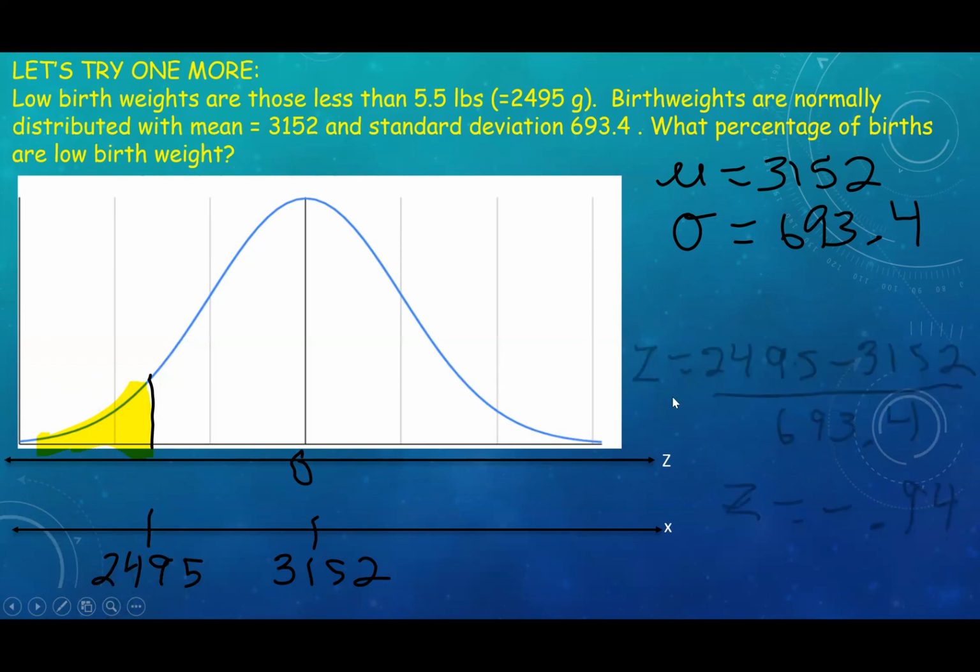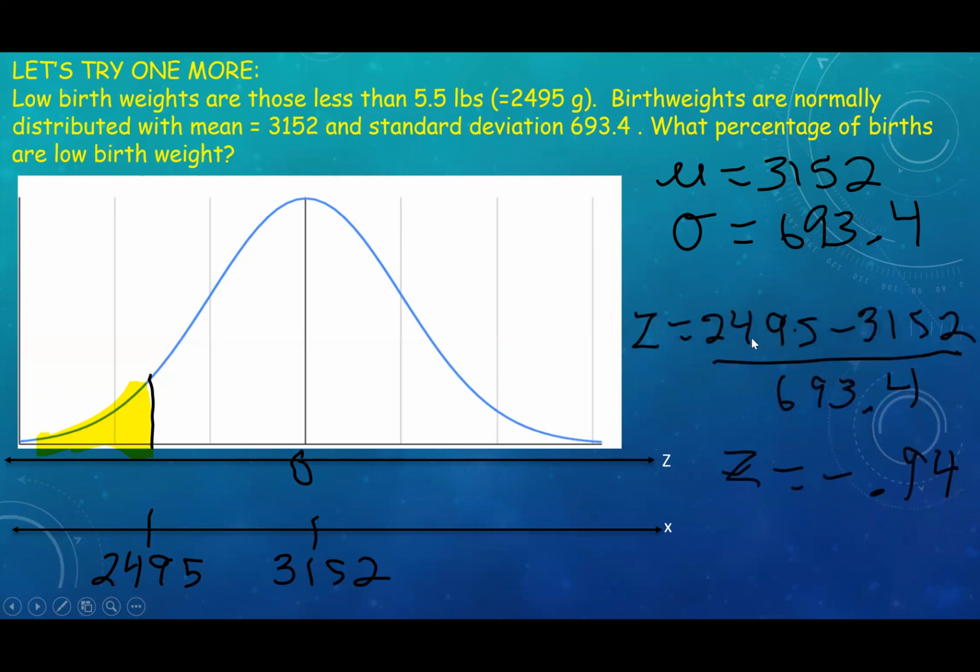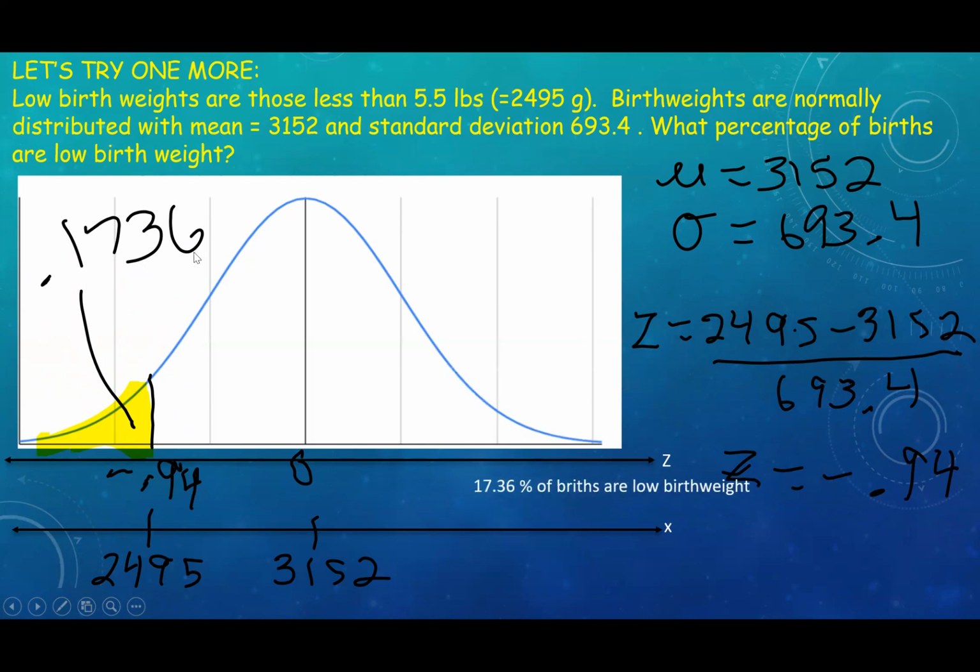So how do we find our z-score? Z is equal to the x-score minus the mean divided by the standard deviation. We get negative 0.94. So that's the z-score right here. Negative 0.94. When we look it up on the table, we see the area is 0.1736. So what does that mean? 17.36% of births are low birth weight.